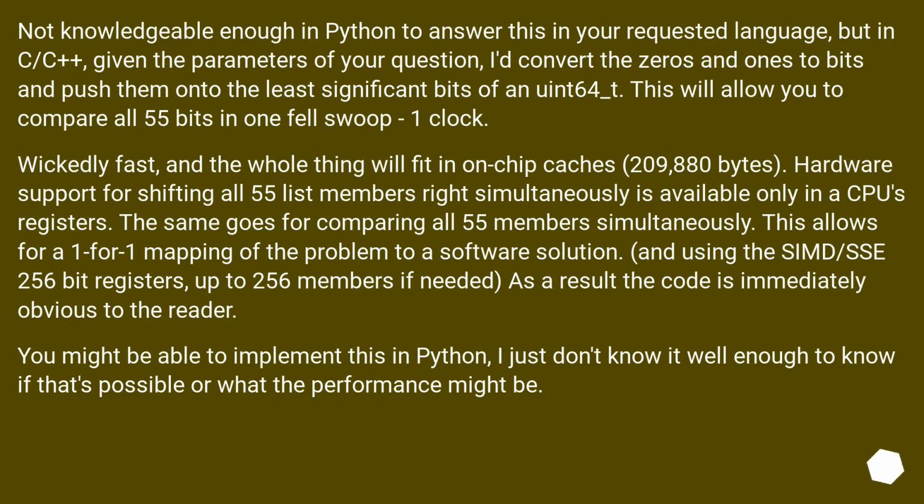Hardware support for shifting all 55 list members right simultaneously is available only in the CPU's registers. The same goes for comparing all 55 members simultaneously. This allows for a one-for-one mapping of the problem to a software solution. And using the SIMD 256-bit registers, up to 256 members if needed, the code is immediately obvious to the reader. You might be able to implement this in Python, I just don't know it well enough to know if that's possible or what the performance might be.